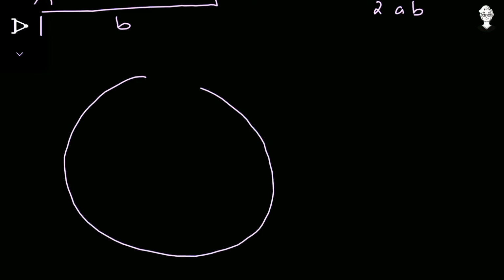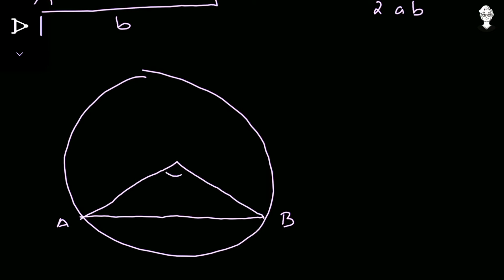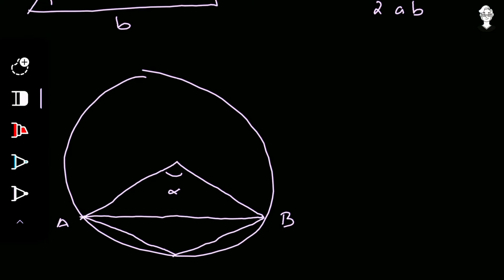So if there is a circle, we have a chord AB, and that is subtending an angle at the center, let it be equal to alpha only, and that same chord is subtending an angle in the minor segment as beta, so let it be over there beta. So there is a relation between alpha and beta, so let me show you what it is.